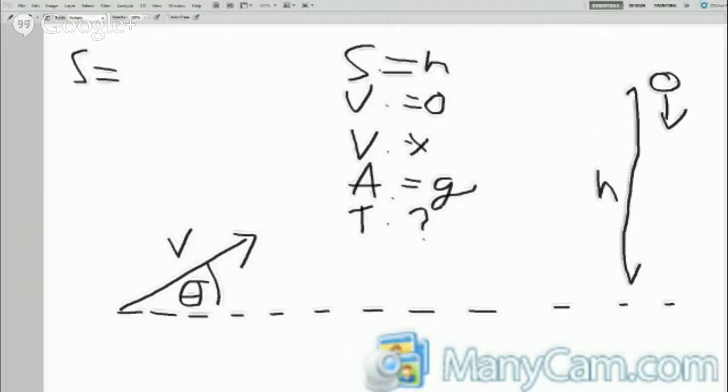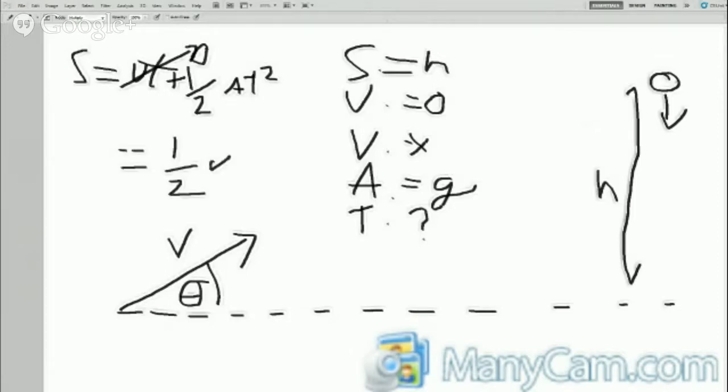So that contains s, u, a and t. So the one that we don't care about, we want to put the equation that doesn't have that. So s is ut plus a half a t squared. And in this case, because u is 0, this is going to simplify to a half g t squared. So I've replaced the a with the g, and it's our h that's equal to this.